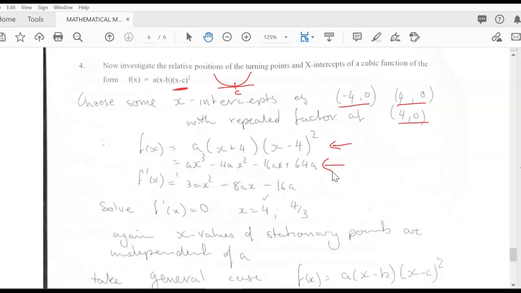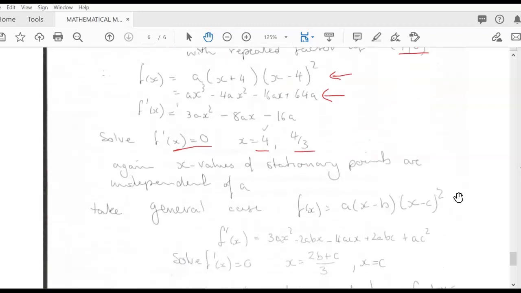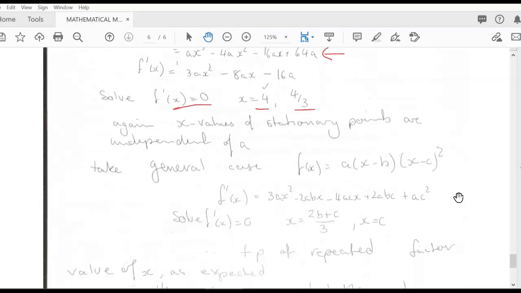All right, so your derivative, we get 3ax squared minus 8ax minus 16a. When your derivative is equal to 0, it gives us our turning points. So we get x equals 4 and 4 on 3. You could just do that on your calculator. So again, x values of stationary points are independent of a.